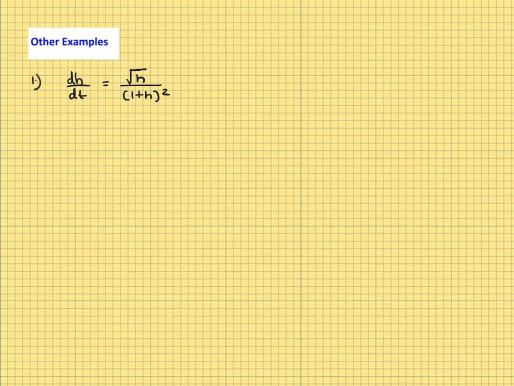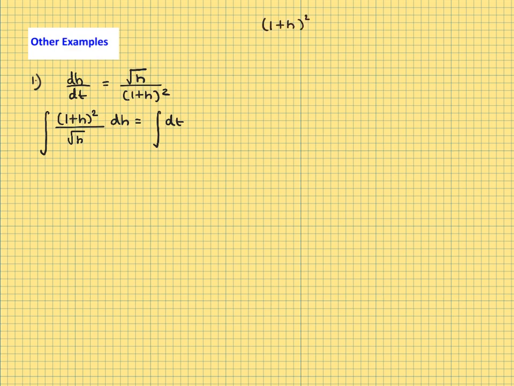So the h terms are going to have to go on the left when we separate variables, so we'll end up with the integral of (1 plus h) all squared over the square root of h with respect to h equals the integral of dt on the right-hand side. Now, quite often I see students getting to this point and then deciding they are stuck and that they can't do anything further, but think about what you could do.